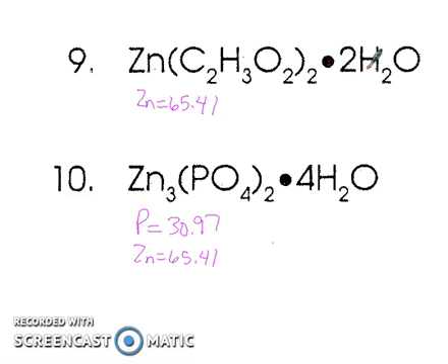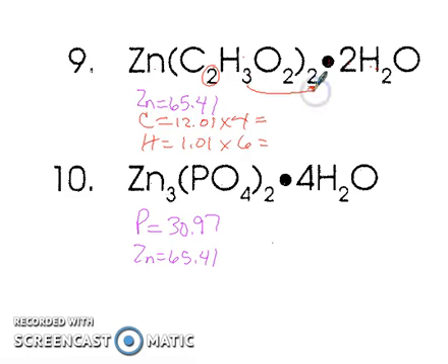65.41. Carbon weighs 12.01, again off of the card. I have 2 times 2, so I actually have 4 carbons. So I'm going to multiply this one by 4. And then I have hydrogen, which is 1.01. And I'm going to multiply that by 6 because 3 times 2 is 6. And then I have 4 oxygen. So oxygen is 16 times 4.